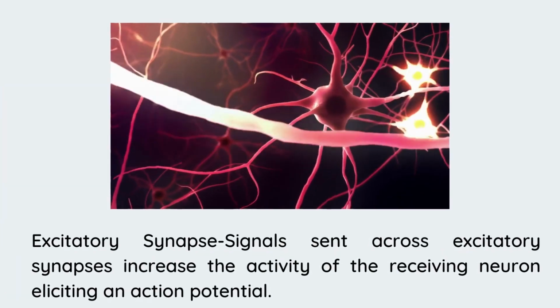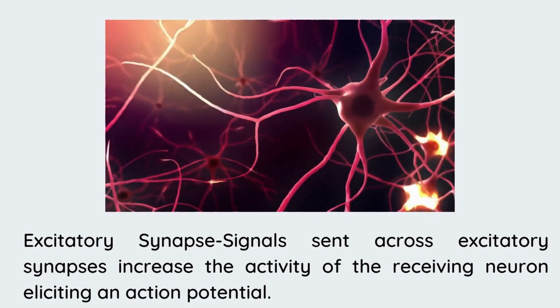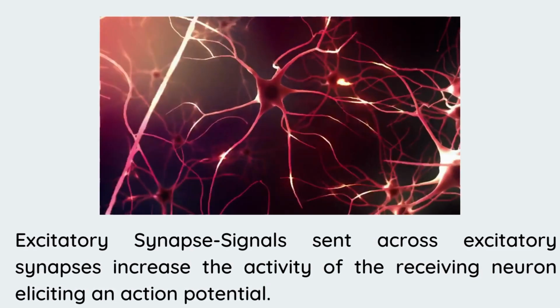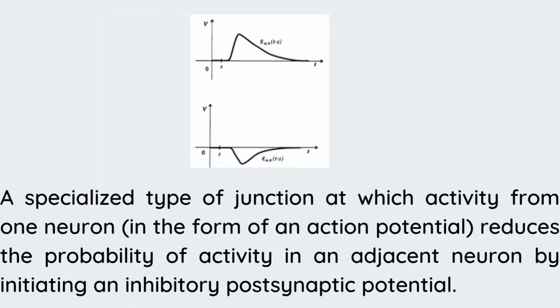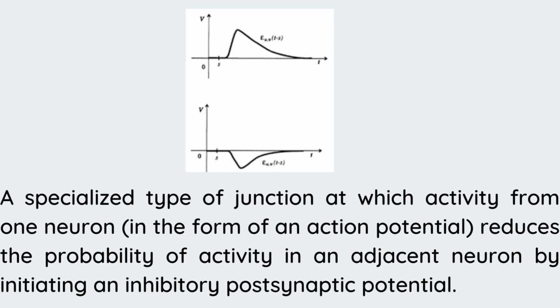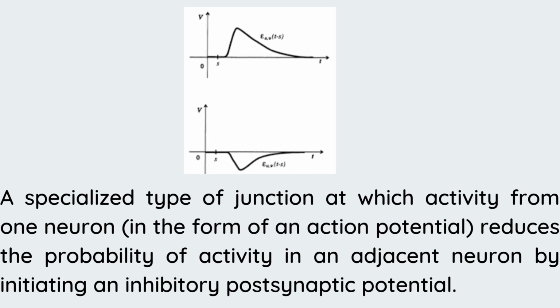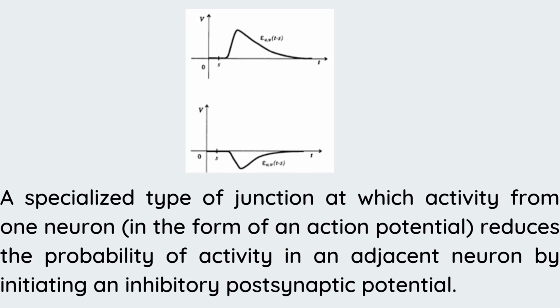One, an excitatory synapse, which makes the receiving neuron elicit an action potential. Second, an inhibitory synapse, which reduces the chances of an action potential in the neighboring neuron by initiating an inhibitory postsynaptic potential.